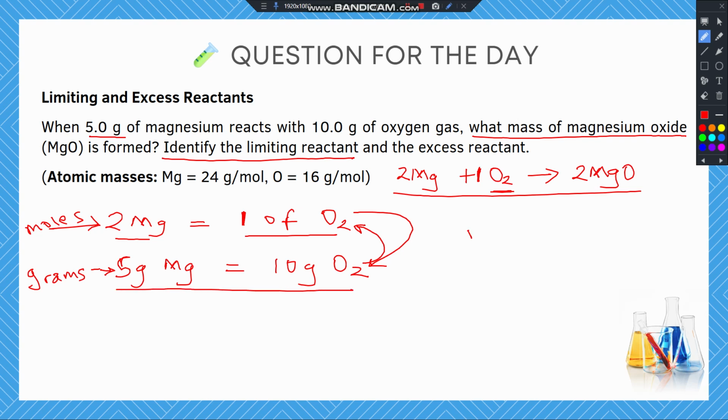The formula says number of moles, n, is equal to the mass of a substance divided by the molar mass. For magnesium, the number of moles will be equal to the mass, which is 5 grams, divided by the molar mass of magnesium, which has been given to us to be 24.